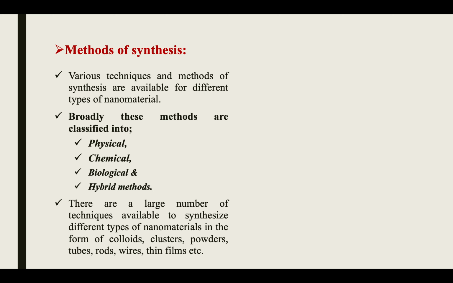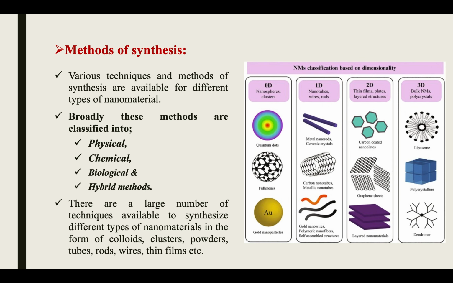There is a large number of techniques available to synthesize different types of nanomaterial in the form of colloids, clusters, powder, tubes, rods, wires, thin films, etc. These are the shapes of the nanomaterial. We can see this in the given figure. This can also be classified in terms of dimensionality: 0 dimensional, 1 dimensional, 2 dimensional, and 3 dimensional.